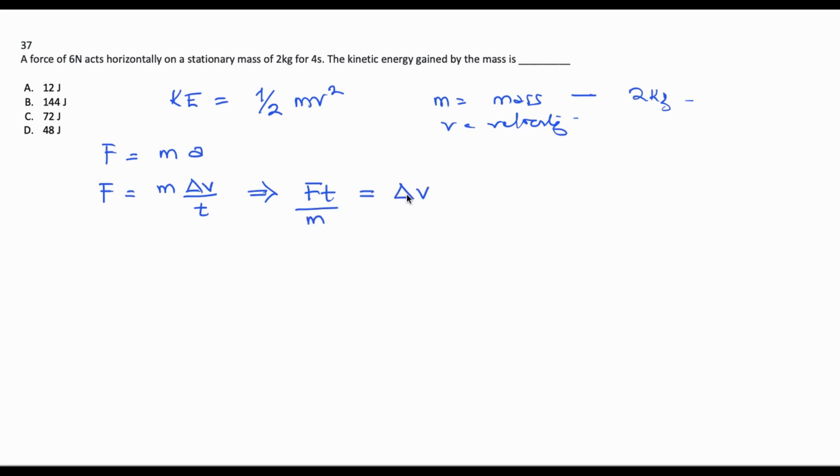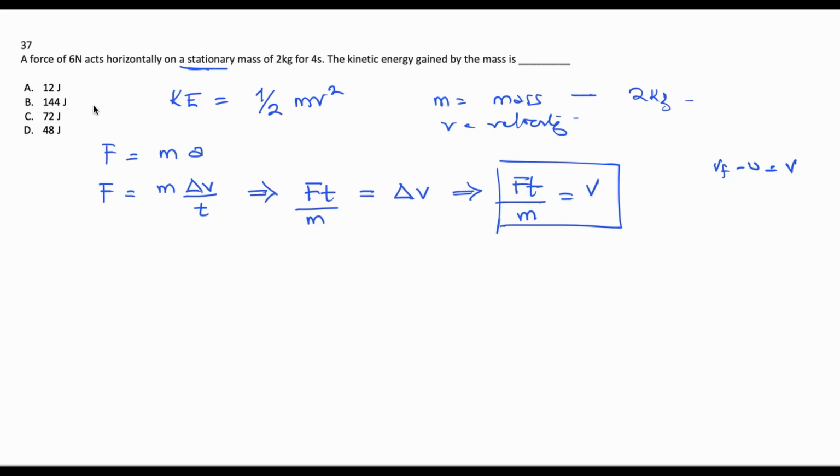Now the change in velocity is simply the final velocity minus the initial velocity. But in the question, we're told that the object was stationary. So we know that the initial velocity is 0. So v final minus 0 is still v. So change in velocity can simply be our velocity here. So we have that force times time over mass is equal to our v. So now we have an expression for our v, which is what we have here.